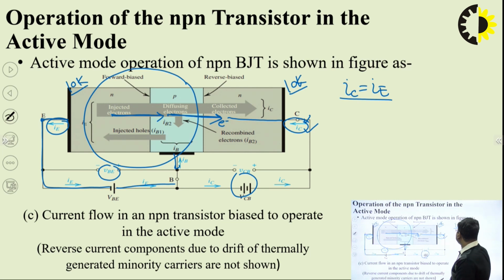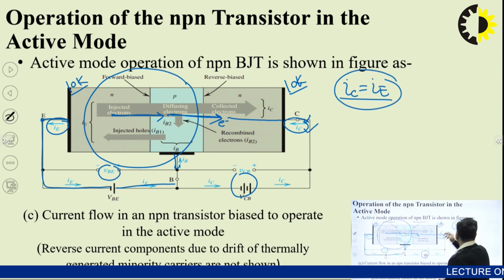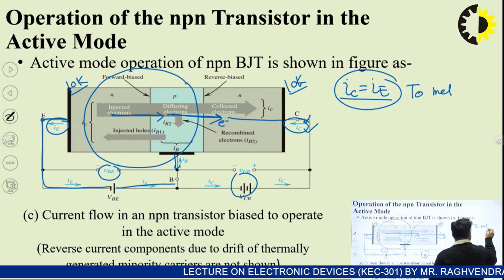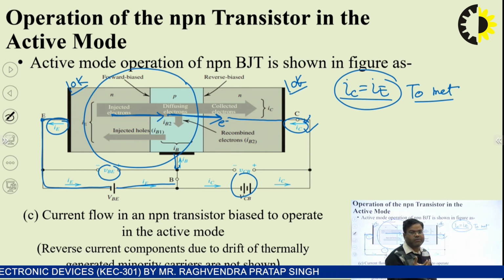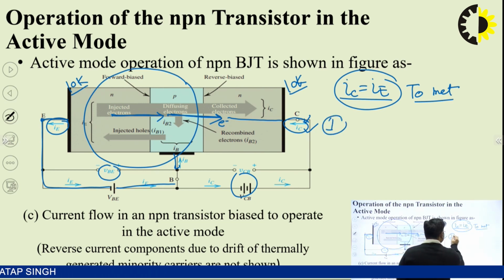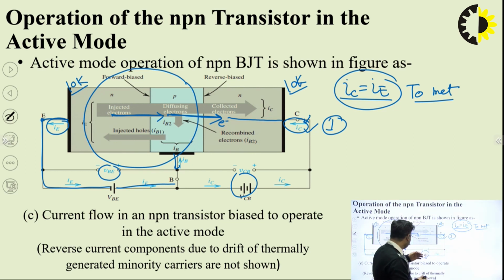In this situation, the output current will be equal to the emitter current IC. That is 100% efficiency: the number of electrons injected will reach the collector. So ideally, we should have IC equal to IE. To meet this efficiency, we require to make the BJT with the following two constraints. First, we should make a BJT in which there will be fewer recombinations.